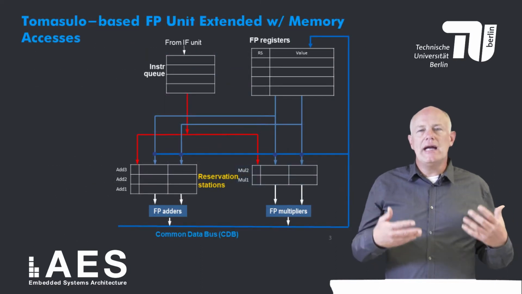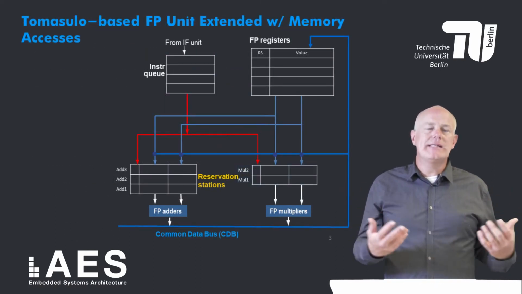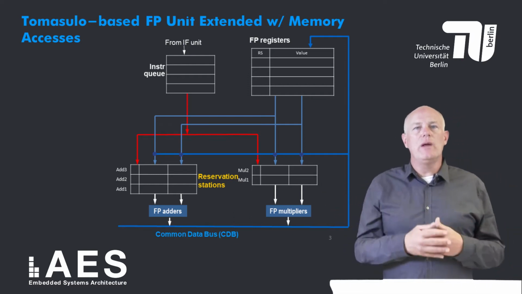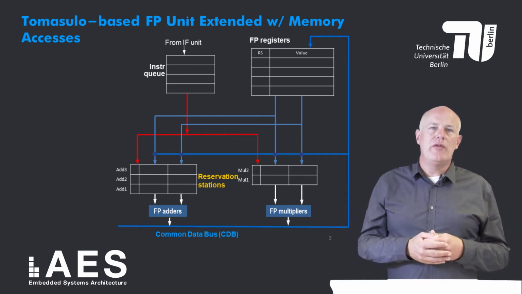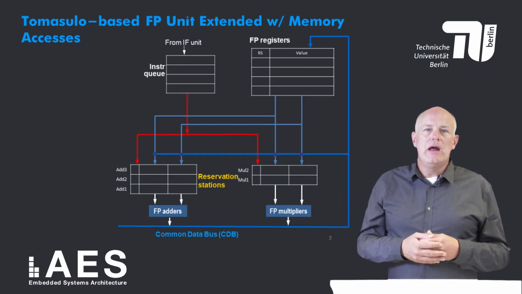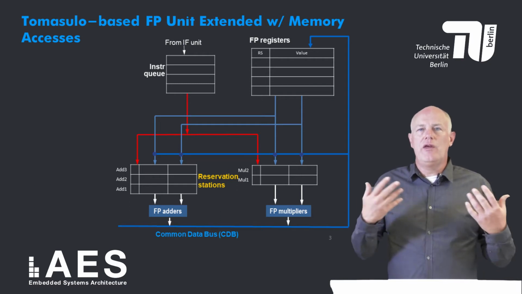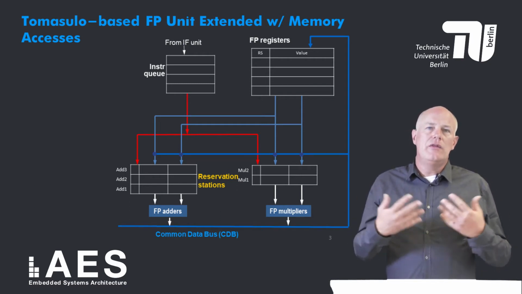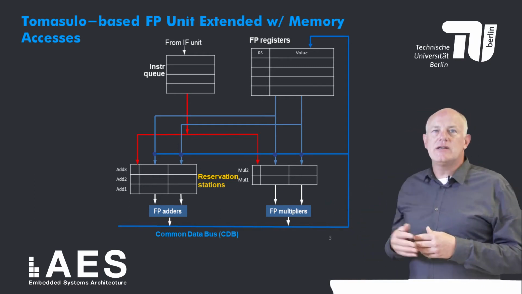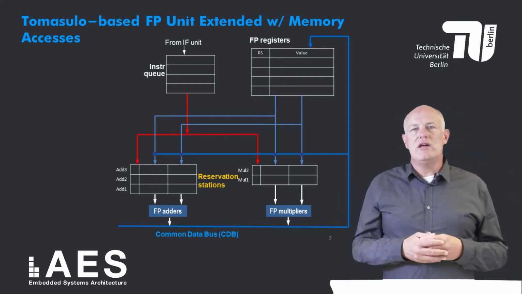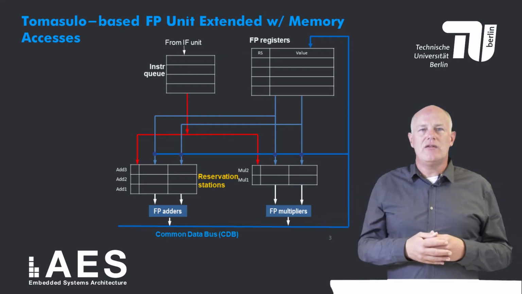I will now sketch how Tomasulo's algorithm can be extended with memory accesses. This figure shows the structure of a floating point unit based on Tomasulo's algorithm as we have seen it before. There is the instruction queue at the top, the floating point register file with the RS field at the top right, the reservation stations in the center, and the common data bus to broadcast the result to all awaiting reservation stations, as well as the register file.